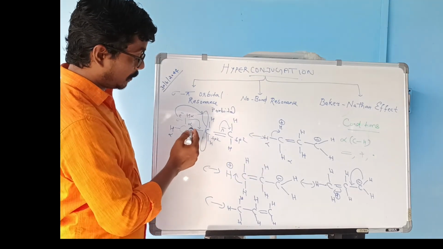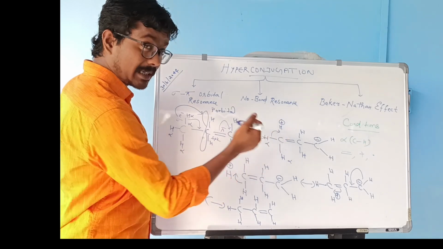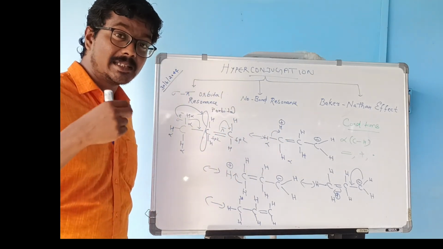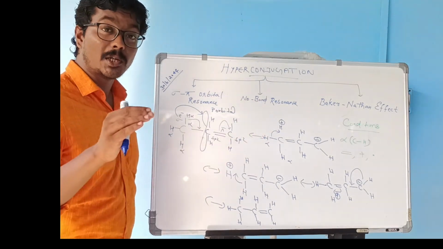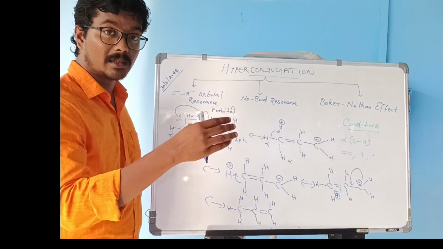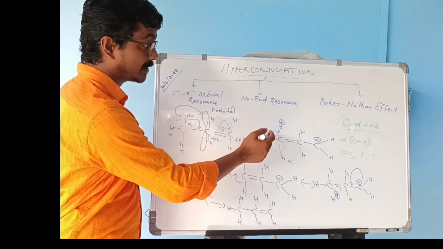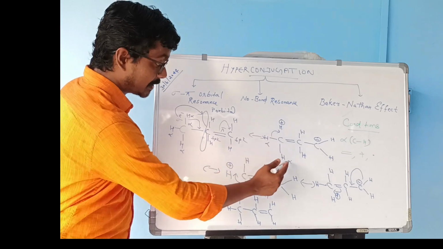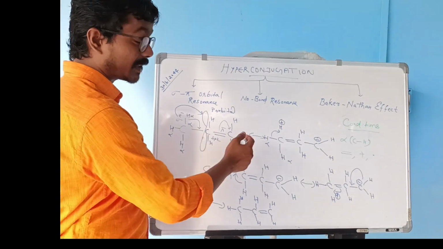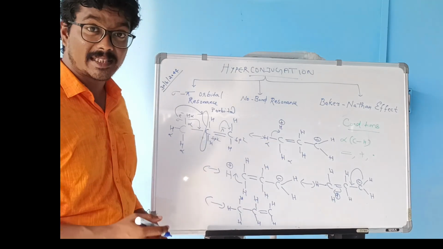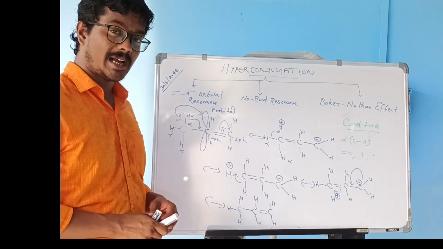Then a double bond forms between these two. But the alpha hydrogen, which releases its sigma electrons towards the p orbital, is not free to move because it is bonded with the p orbital. As a result, the next alpha hydrogen will release its electrons, and this chain continues. These structures are known as hyperconjugative structures, and this phenomenon is called hyperconjugation.